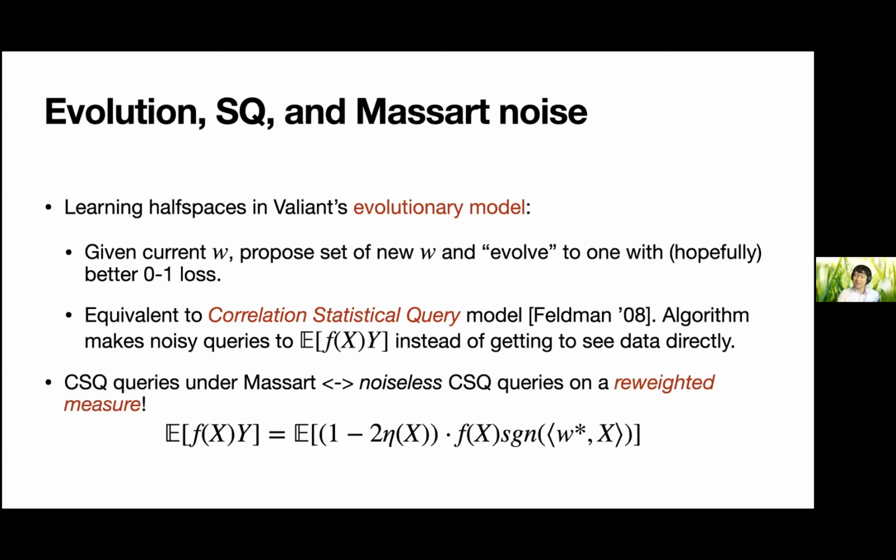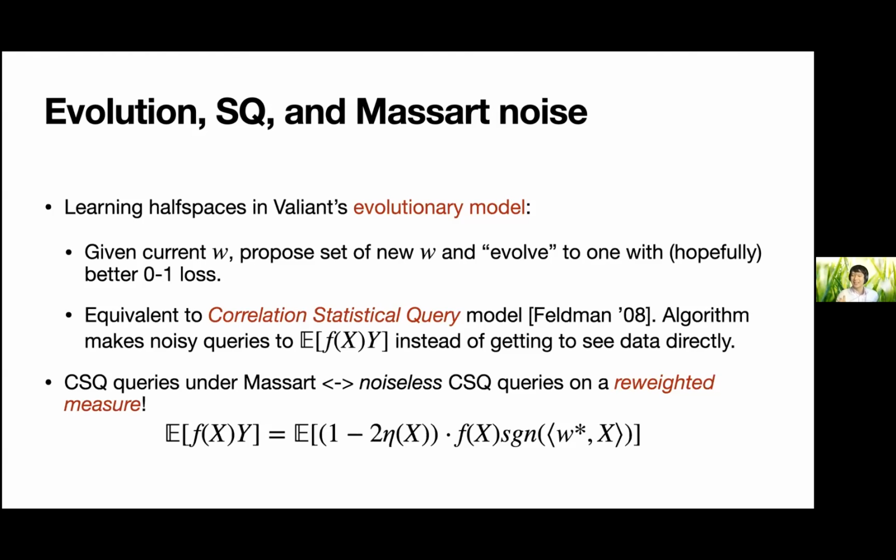And again, we do this trick where we take the expectation over y and we just evaluate that. What you'll get when you take the expectation over y is this thing on the right-hand side. So you have f of x that didn't change. Now, the expectation of y given x is (1 minus 2 eta of x) times sign of w star dot x.